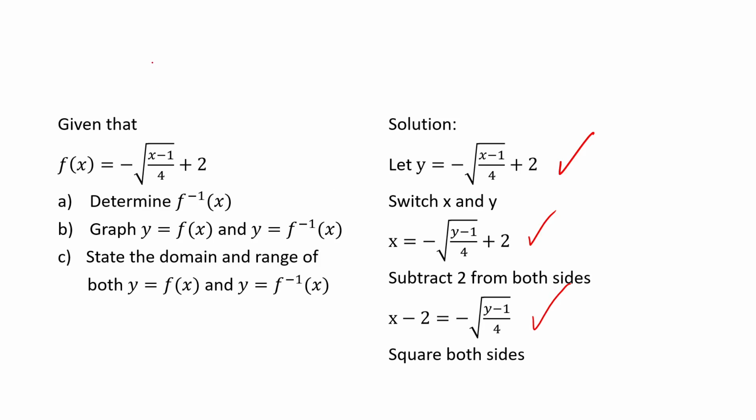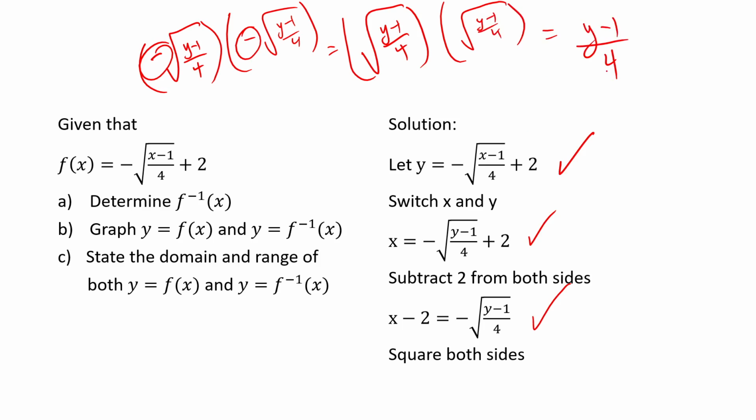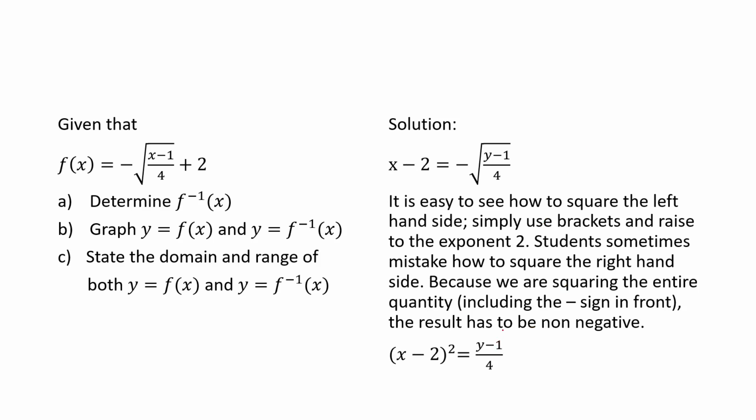If I square negative square root of y minus 1 over 4 times negative square root of y minus 1 over 4, these two negatives multiply each other and become a positive. So what I get is positive square root of y minus 1 over 4 times positive square root of y minus 1 over 4. And that is equal to y minus 1 over 4. So the negative sign in front falls away when you square it. And sometimes that throws some people off. So we end up with x minus 2 quantity squared equaling y minus 1 over 4.